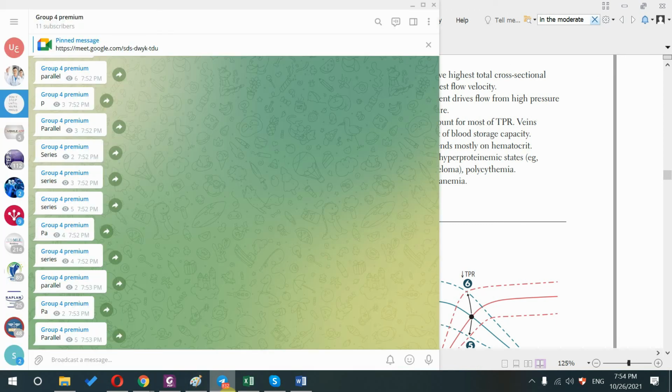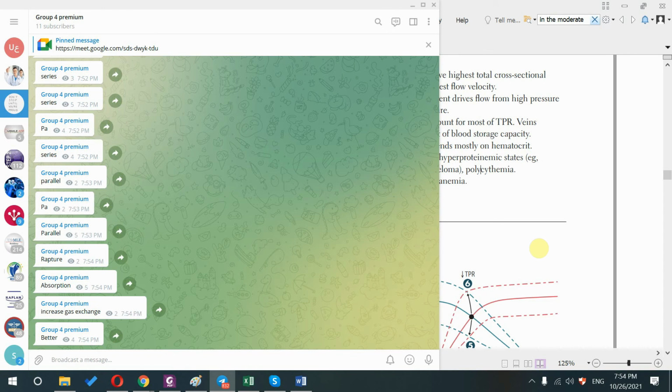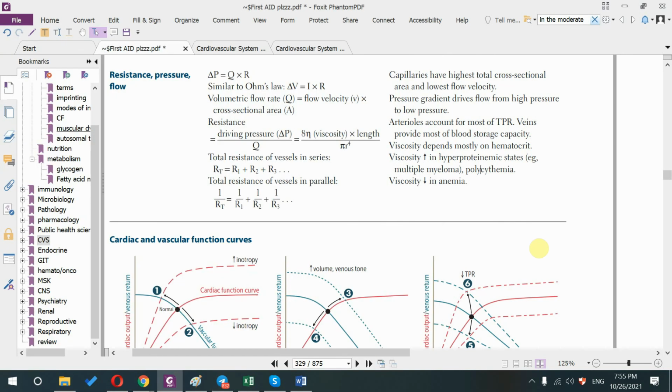Well, why is it super important to have really slow circulation inside of your capillaries, guys? Because, yes, for absorption. So you will have more gas exchange, better gas exchange, and you will have nutritional exchange. Because if it goes too fast, it will not have any time to pick up anything. It will just be going. So, okay, good. So pressure gradient drives the flow from the high pressure to the low pressure.